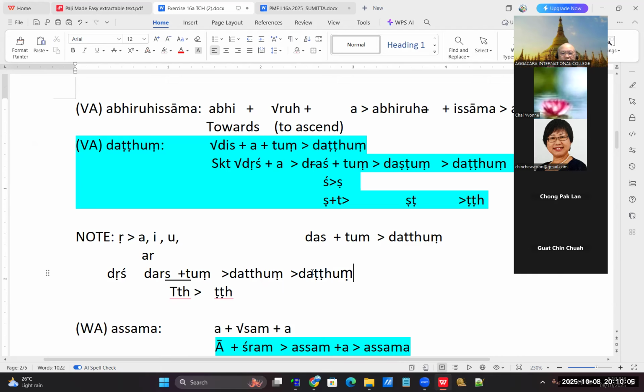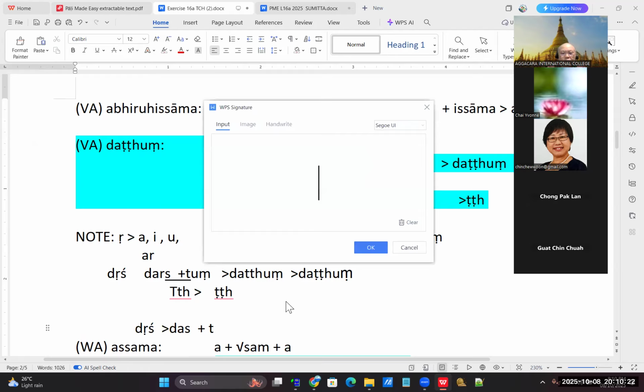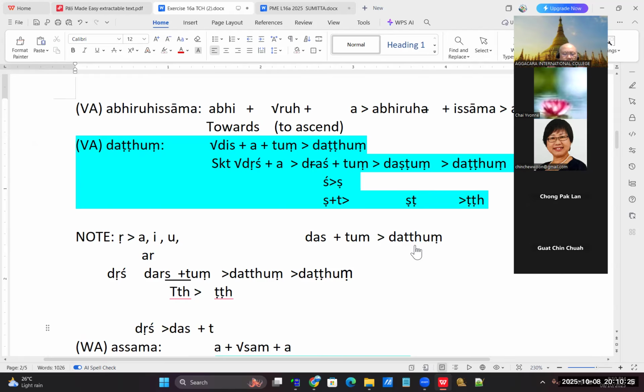If you want to maintain the S, but if you think it's complicated, you can also make it very easy. Very logical: just change it to DAS, then plus the TUM. That's what I did. No need to go by the Sanskrit way, very complicated. We don't know Sanskrit. But you have to go to Sanskrit, because if not, you cannot explain why this becomes das.